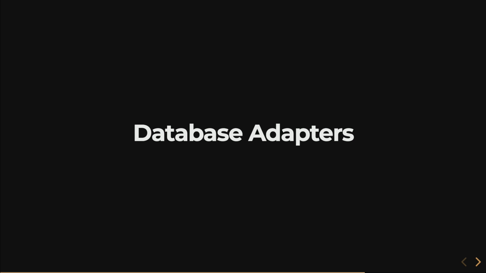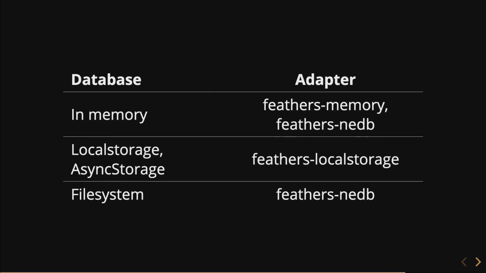Now, there are several database adapters that are built into Feathers.js core, and database adapters are just Feathers.js services that have already been implemented for you, so you don't have to do all of the hard work. And when you're typically getting started out with Feathers, you won't really have to create your services from scratch. So in terms of what's built into Feathers, you have an in-memory database with feathers-memory or feathers-nedb. You can have a local storage or an async storage database with feathers-localstorage. You can have a file system database with feathers-nedb. That's what we're going to be using in this tutorial because it just uses a JSON file.